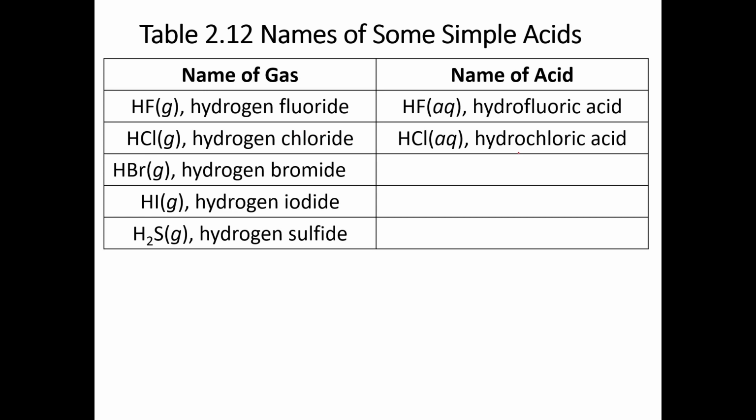Hydrogen chloride, we change the beginning to hydro, we change -ide to -ic, so it's hydrochloric acid. If we have HBr, we're going to do the same thing. We're going to change hydrogen to hydro, we're going to change bromide to bromic, and we would call it hydrobromic acid. So take a look at the last two and think about what you would name those. I'm going to give you a few seconds to do that, and then I'll put the names up.